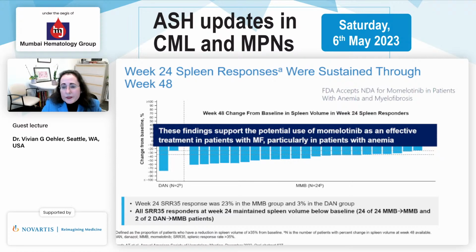So in conclusion, these updates do support momelotinib as an effective treatment in MF patients, especially in patients with anemia, and the FDA has granted fast-track review to momelotinib.